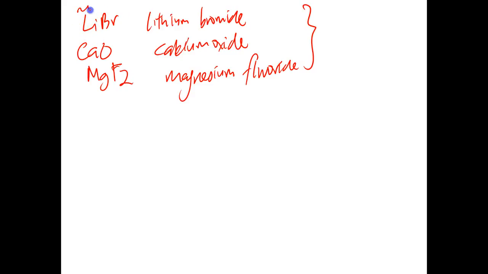Lithium is because it's lithium Li, Br is bromine, but in the ion form, I always call it an IDE. So bromide, chloride, iodide. Calcium, this is oxygen. In the ion form, again IDE, so oxide. Magnesium fluoride. Right, so let's draw the first one, lithium bromide. Lithium is in group 1, which means that it has one valence electron.